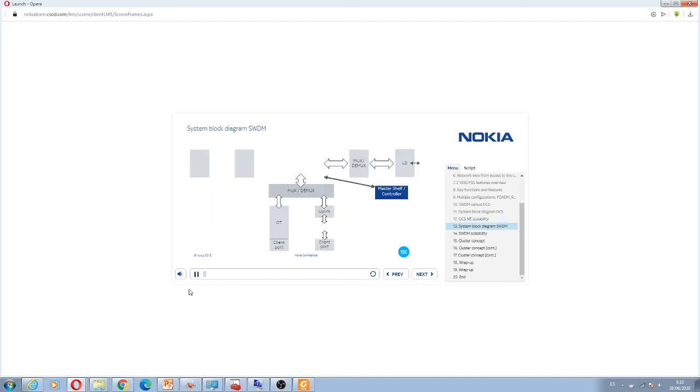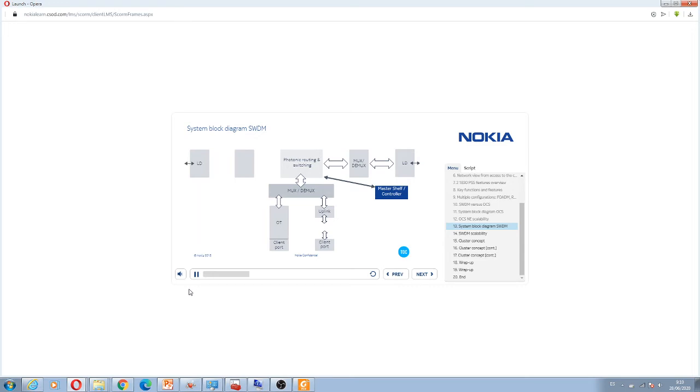An SWDM-NE provides two functionalities. First, it contains photonic routing and switching, which is the WDM functionality. This diagram shows the WDM switching in view of a 2-degree ROADM.